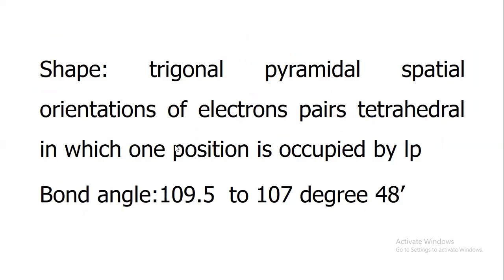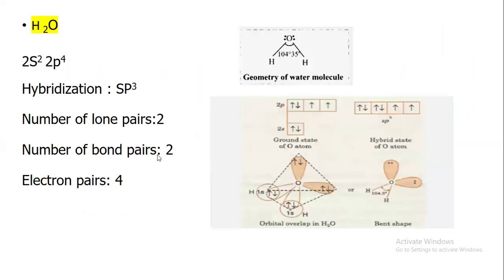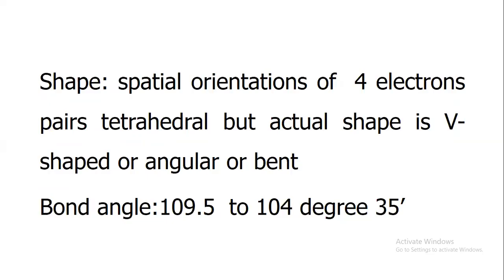So, shape trigonal pyramidal, spatial orientation of electron pairs tetrahedral, in which one position is occupied by the lone pair, bond angle 109.5 to 107 degrees. Water, the number of lone pairs 2, and the geometry of water molecule is tetrahedral, but actual shape is V-shape, angular or bent.